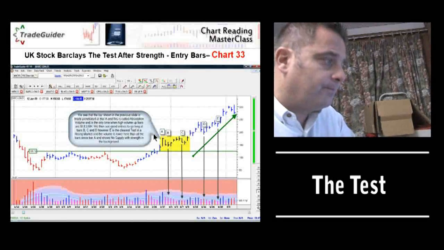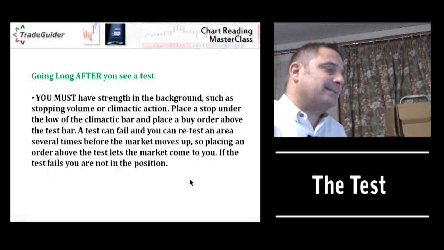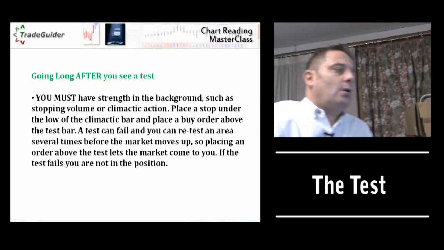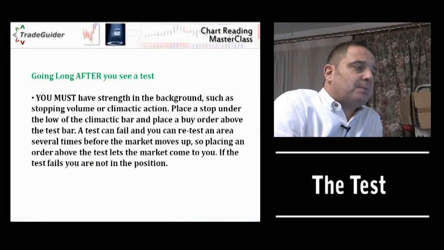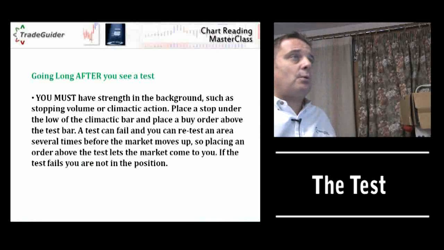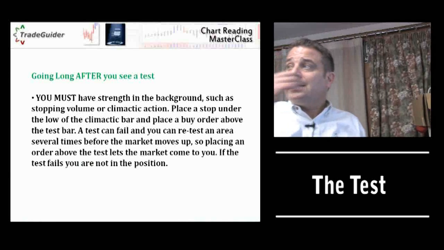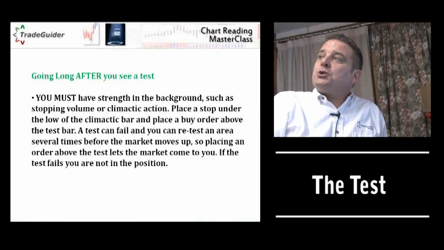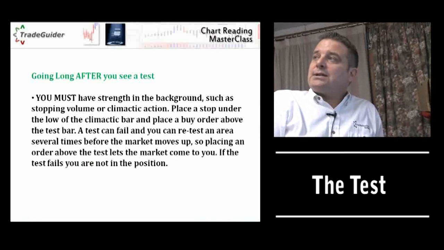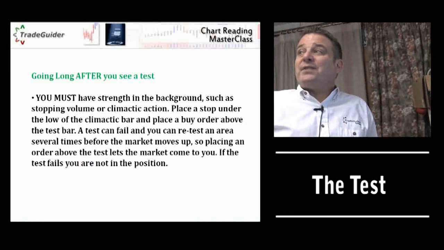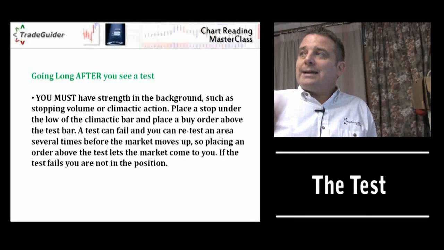So when you see a test like that, okay, you must have strength in the background, as we've seen. Sometimes it can be 20 bars or even 30 bars back. Correct, Philip? Yes. Now, how far back would you go on a chart sometimes when you see strength? I mean, it depends, I suppose, on the volume. If it's ultra high, then it's going to have a bigger effect.